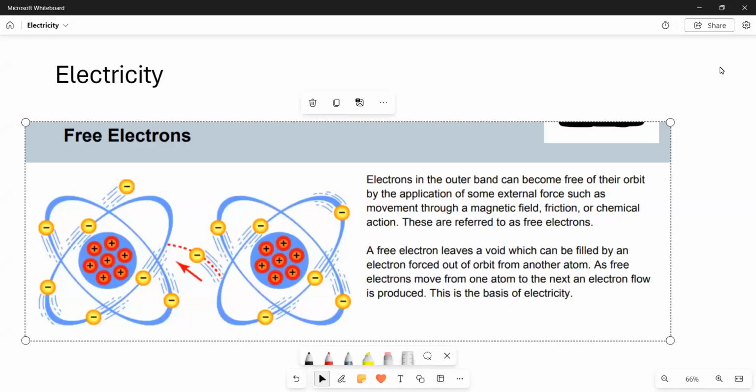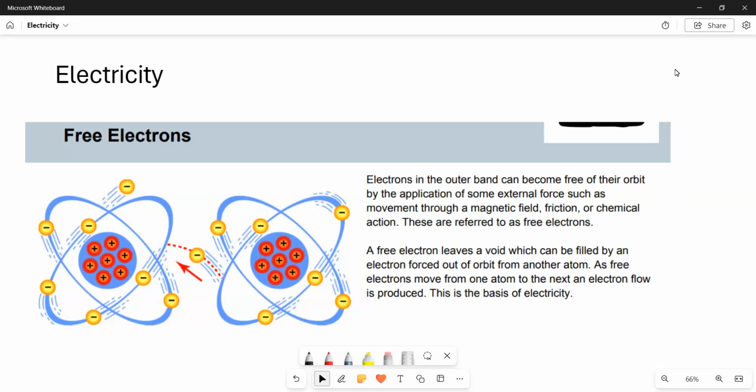Good. So this is our last topic in our course outline, and it has to do with electricity. And before we can understand electricity, at least have a basic understanding of it, we have to analyze what happens at the atomic level of various materials, right?